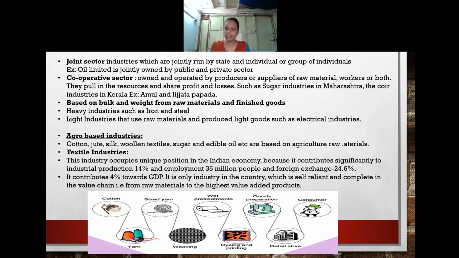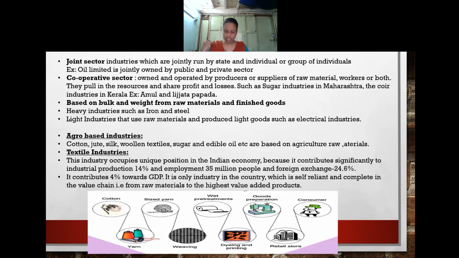Next one is the light industry. In this kind of industry, the raw materials will be light in weight, not bulky. They use these light raw materials and produce light goods, such as electronic industries. Electrical industries will come under the light industries.